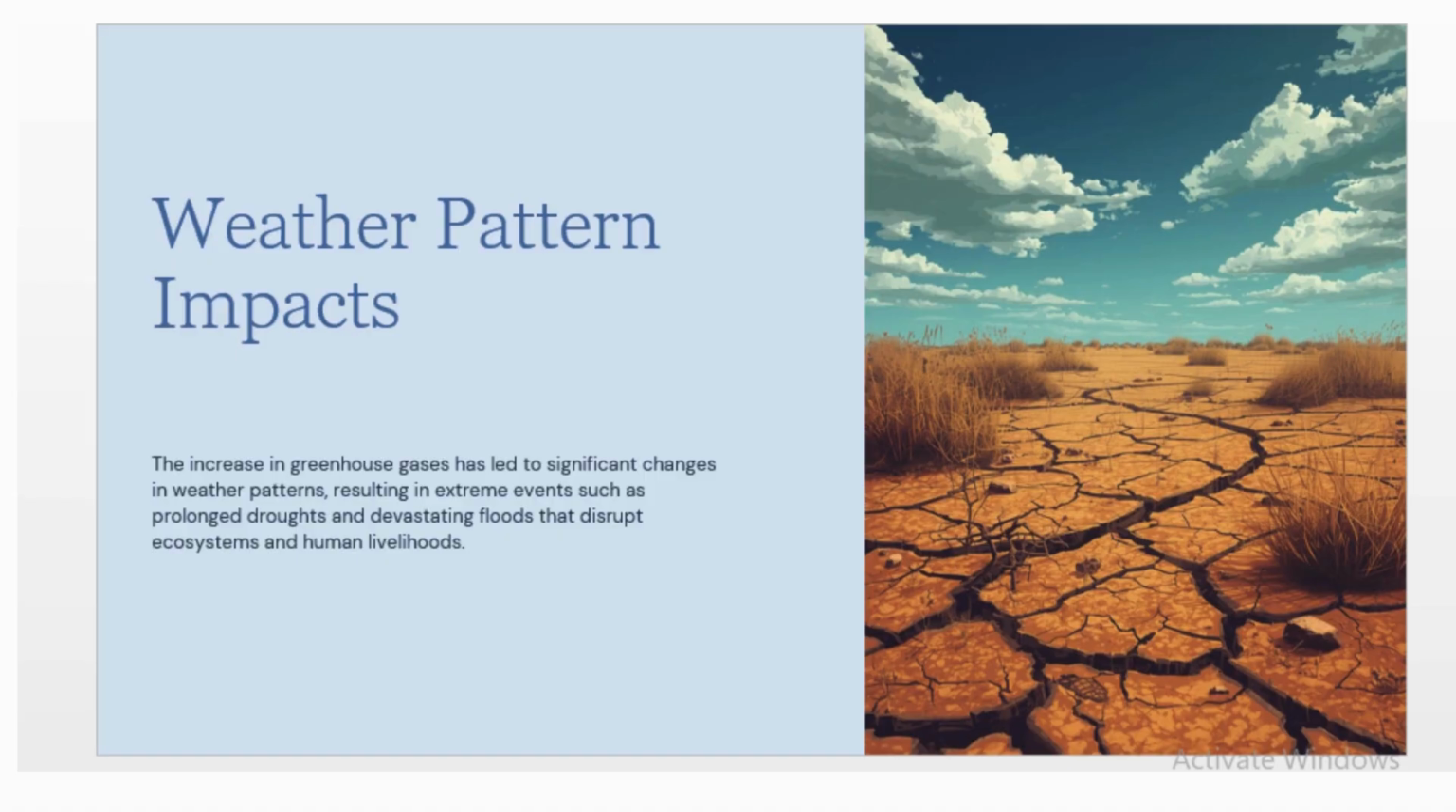Next, the weather pattern impact. Basically, the increase in greenhouse gases has led to significant changes in weather patterns, resulting in extreme events such as prolonged droughts and devastating floods that disturb the ecosystem and human livelihoods.